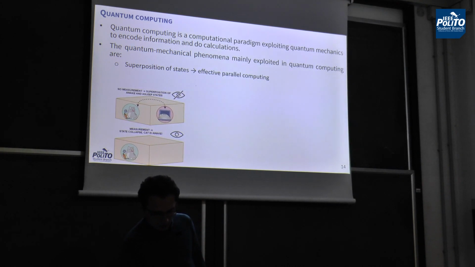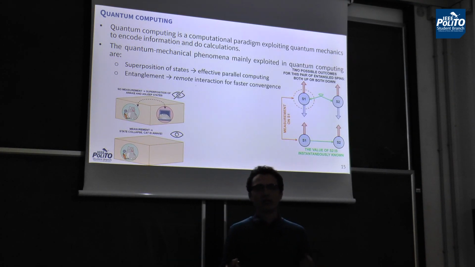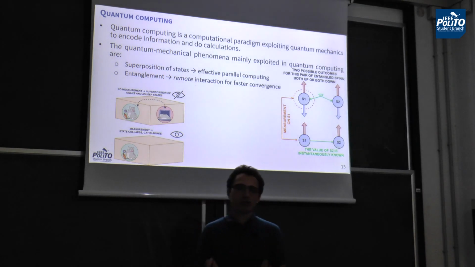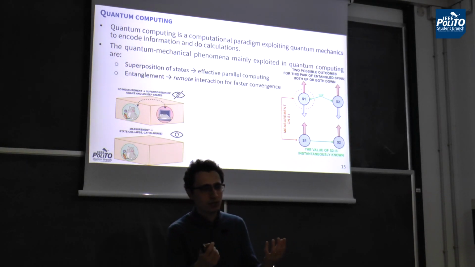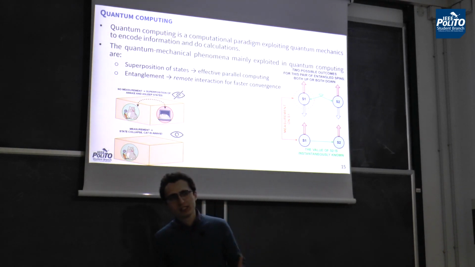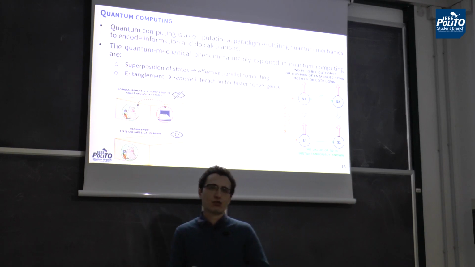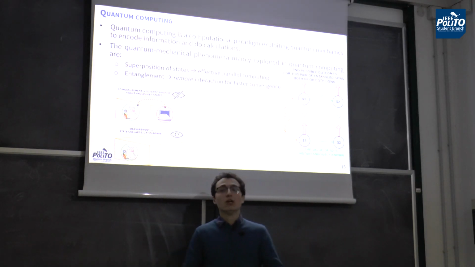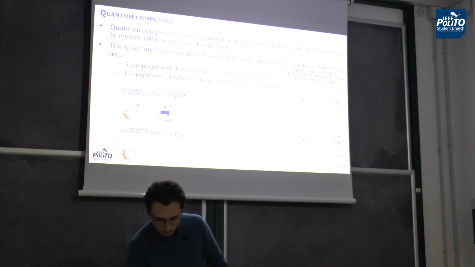Another principle is entanglement, which is, let's say, a remote interaction, an intrinsic strong interaction between quantum systems, according to which the systems cannot be described independently, but they must necessarily be described together. This mechanism can be useful in some quantum algorithms to accelerate the convergence to the solution of the problem to be solved, or it is also exploited in some quantum communication protocols.